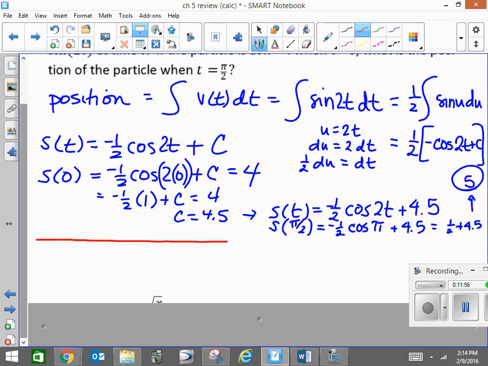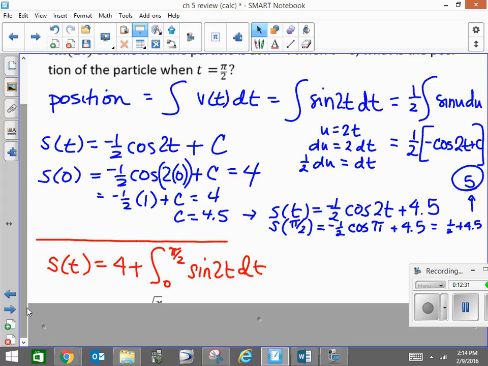If you're going to do s of t equals 4 plus the integral from 0 to pi/2 of sine of 2t, that's what you all did. You started with 4 at time 0, and then added what you accumulated between time 0 and time pi/2. So totally, it would be the same answer. I'm not going to work it out, but that's good.